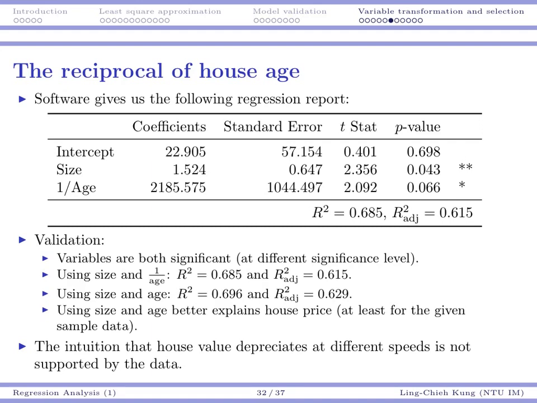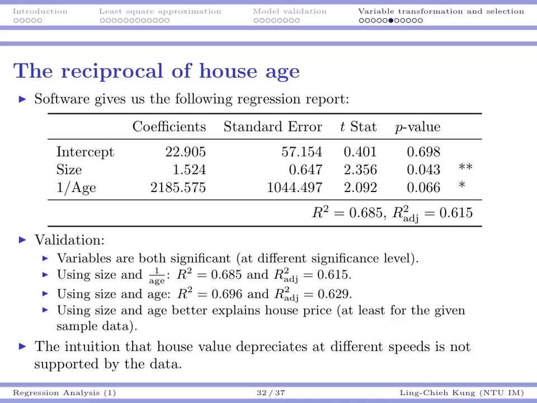Okay, still we can use this coefficient to form a formula so that in the future when we have a new house, we can use this formula to do a prediction. So that can still be done. Now let's talk about the overall quality. We already know that variables are both significant. If we use size and 1 over age, R squared and adjusted R squared are here, around 68% and 62%. That's good, but actually when we were using size and age directly, R squared and the adjusted R squared are actually higher. So at least for the given set of data, using size and age is better than using size and 1 over age.